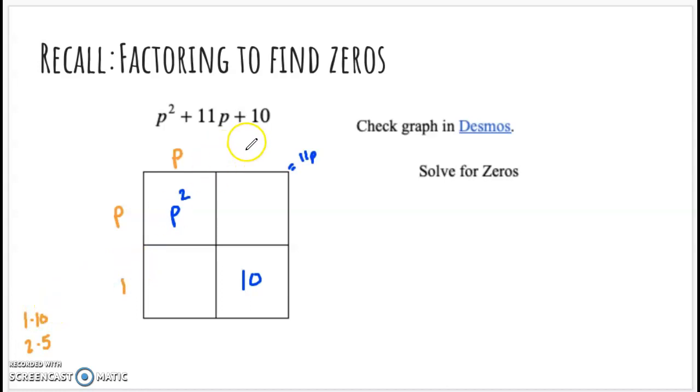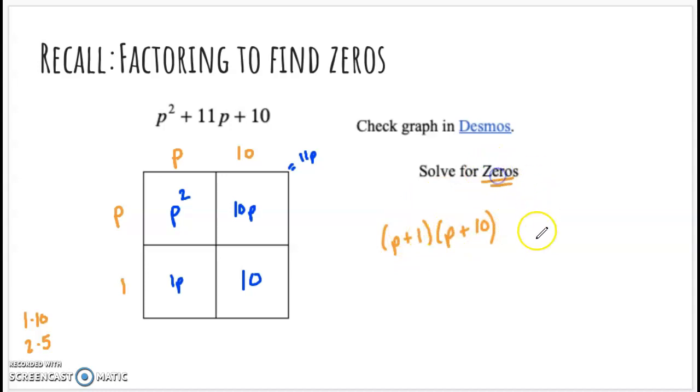So I'm going to pop a 1 and a 10 on there, and I'm going to test it out to make sure that it actually worked, right? So p times 10, that gives me 10p, and p times 1 gives me 1p, and if I add those together, I would get that 11p. So my final answer here for my factored form would be p plus 1 times p plus 10, and so that would be my factored form.